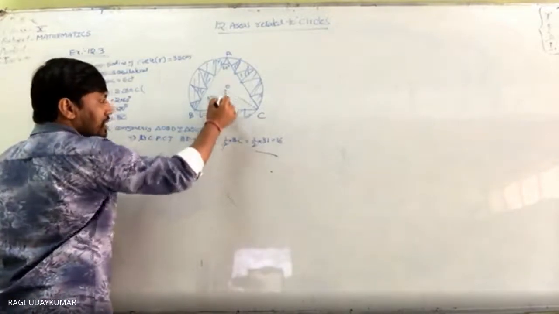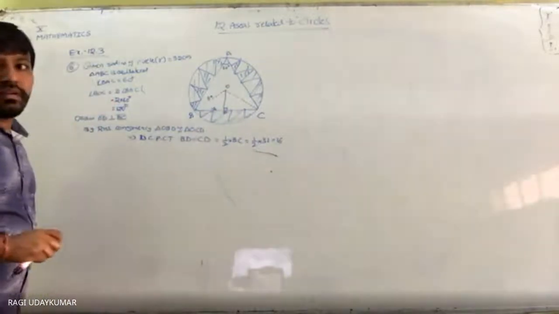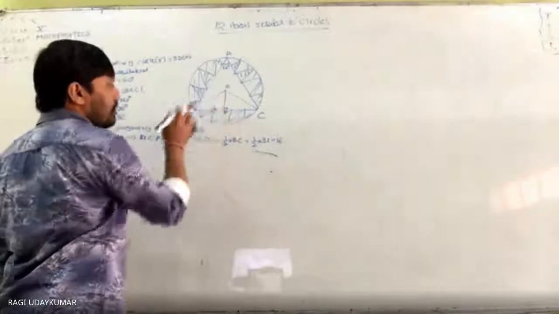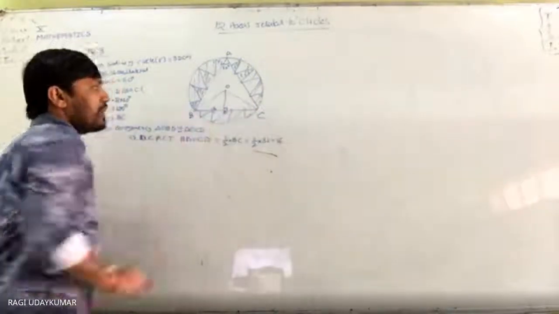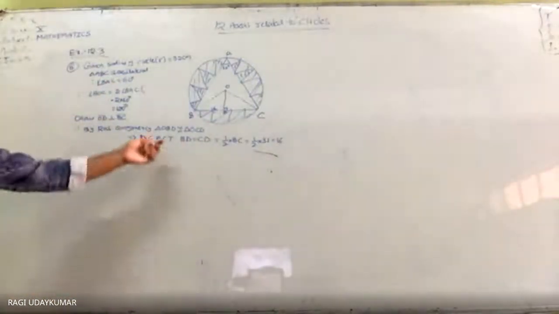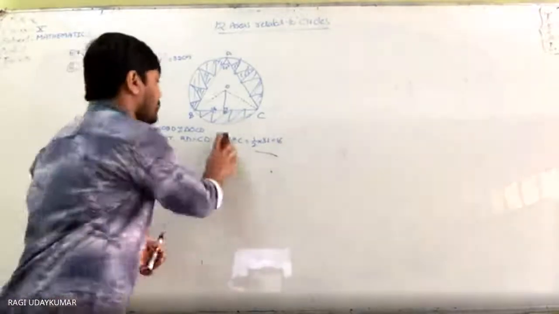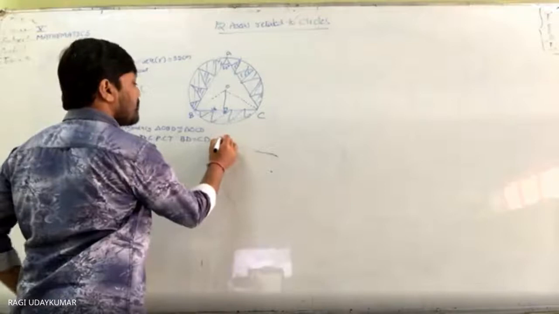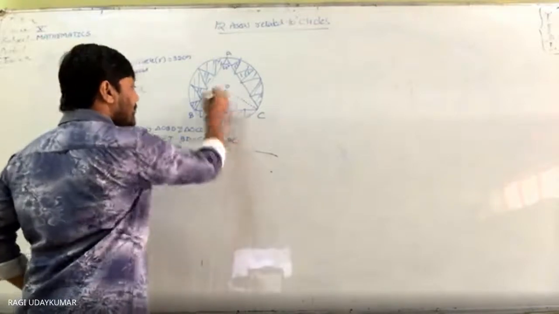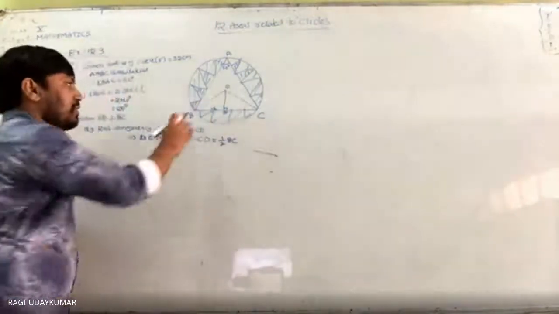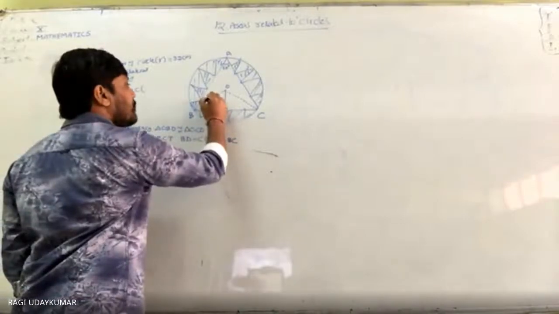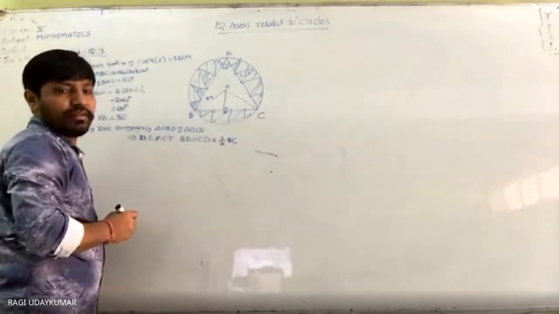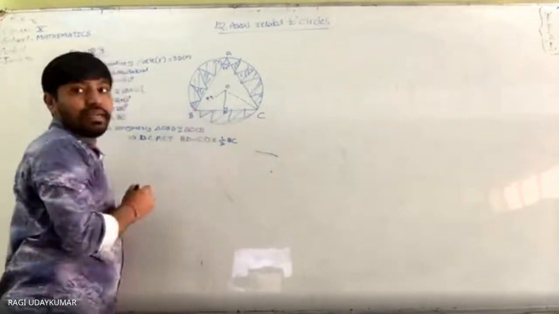This you can find. We need to find the side. BC we don't know, which is equal to half of BC. Radius OB is given to us, OB is 32, and we need to find out this length.